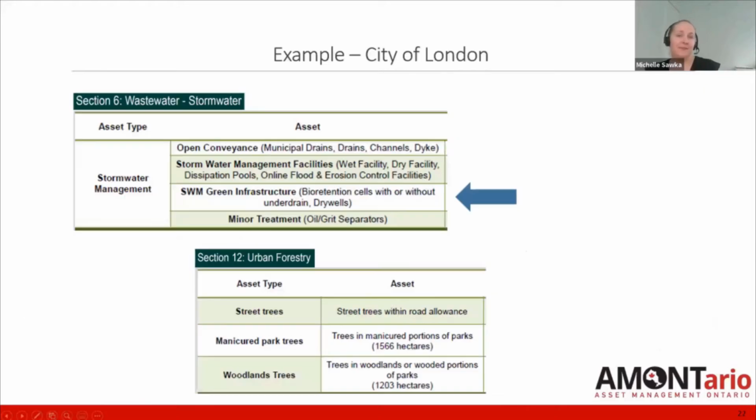So I'm going to run through some examples of best practices where green infrastructure assets have been successfully integrated into asset management plans. This is an example from London, Ontario. So they have their wastewater stormwater service category. They have all the traditional assets like storm sewers, open conveyance. But you can see that arrow that points to their green stormwater infrastructure assets. And so in this case, they've included their bioretention cells and also their dry wells. London also has a whole asset category dedicated to their urban forest assets. So this includes their street trees, their manicured park trees, and their woodlands.